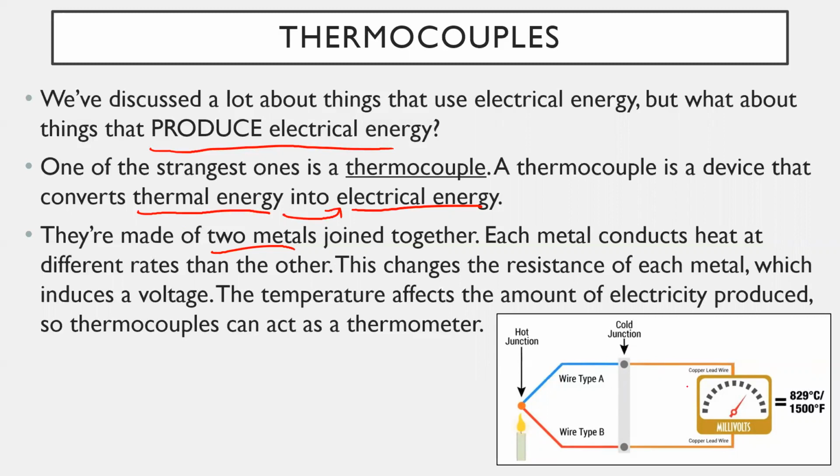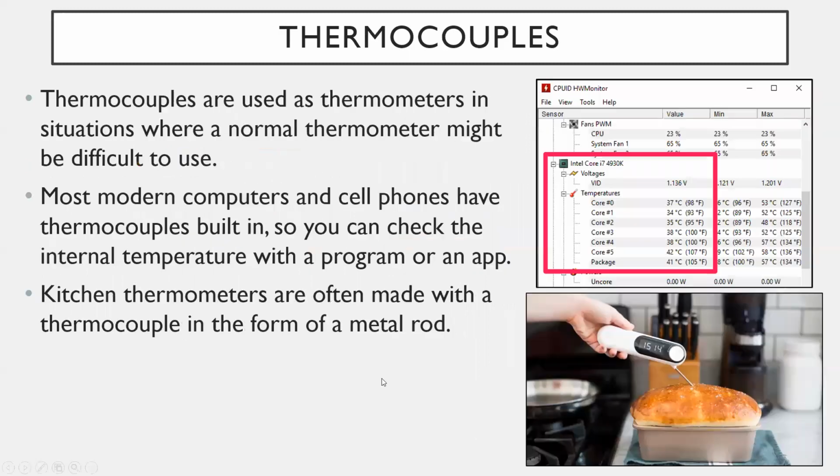Relatively speaking, of course. We're really only talking about millivolts here, which are, of course, 1,000th of a volt. But still, that temperature can affect the amount of energy or electricity produced. So therefore, what I'm trying to get to here is a thermocouple can be used as a really weird way of measuring temperature, as a thermometer, right? So it can serve as a way of actually determining temperature. Now, thermocouples are used as thermometers in situations where a normal thermometer might be difficult to use.